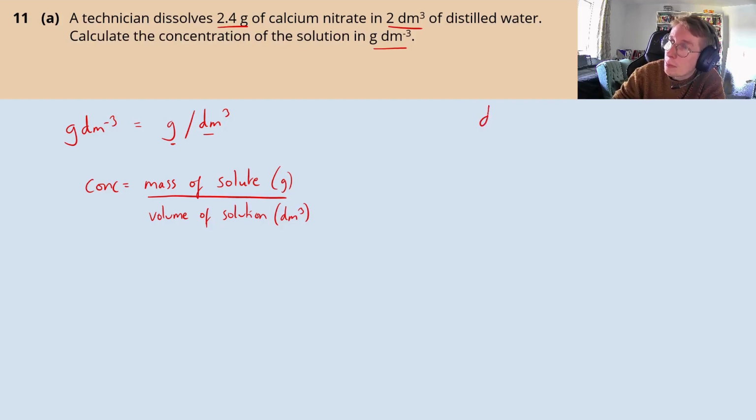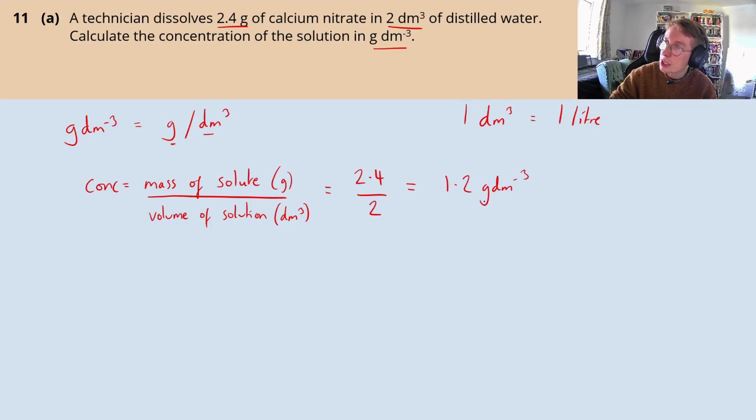Now, just so you're aware, 1 decimeter cubed is exactly the same as 1 litre. So when we talk about decimeter cubed, it's just another way of saying a litre. With this in mind, we're told we've got 2.4 grams of calcium nitrate and 2 decimeters cubed of distilled water, so we can just do 2.4 divided by 2, and that will give us an answer of 1.2 grams per decimeter cubed. That's your final answer, your concentration, and that will get you 1 mark.